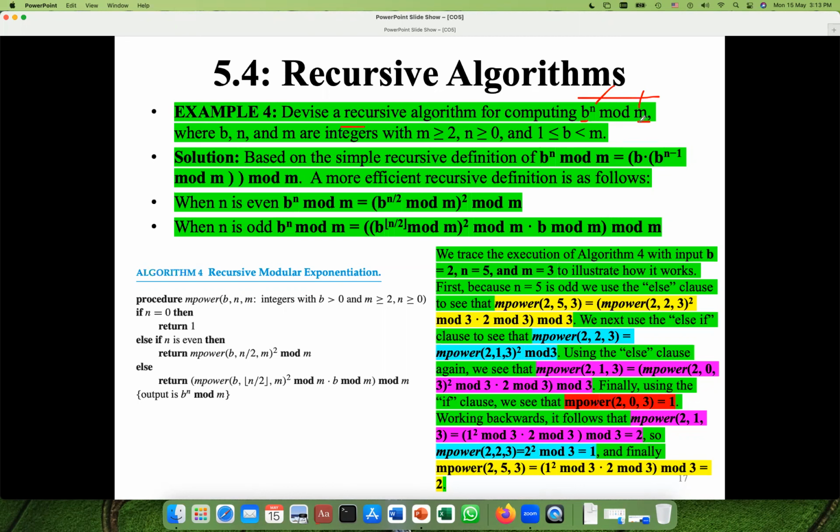Anyhow, devise a recursive algorithm for computing this. So if you have the numbers here and you have to calculate, for example, if I give 2 raised to the power 3 mod, for example, 2, how will you calculate it? So now the question is asking for a recursive algorithm for this formula.